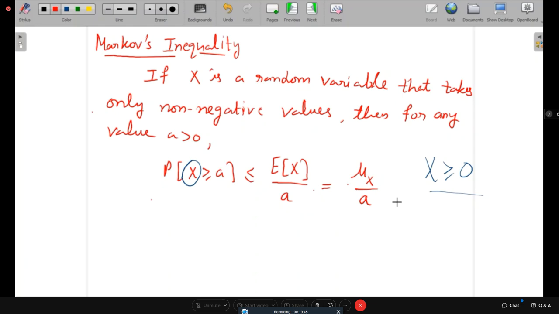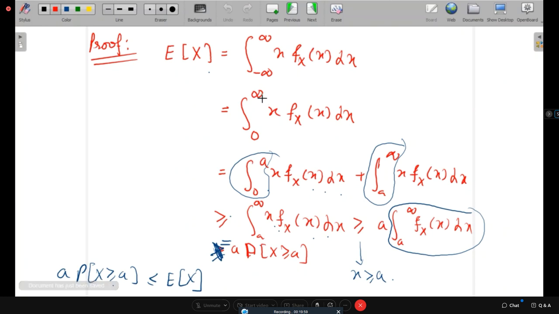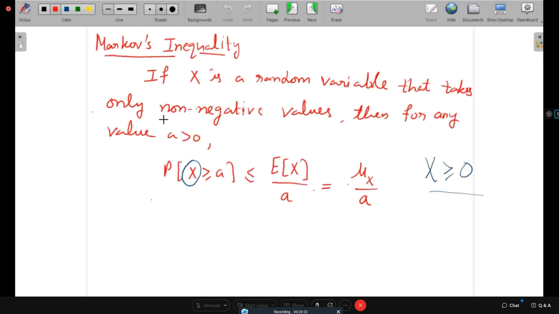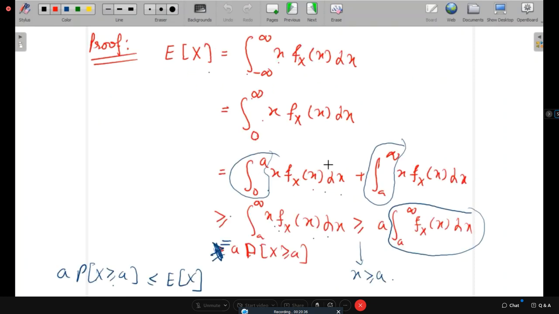So this is giving you a certain estimate, which we established in the last discussion. So I am not going to draw that proof again here. It was very simple. I proved it for the continuous case. We started with the expectation of x, which is nothing but the integral of x times fx of x dx. Since x is a non-negative random variable, fx of x only assumes values on the positive x-axis, so this integral equals the integral from 0 to infinity. That is subdivided from 0 to a and a to infinity, because you want to work with the constant a.